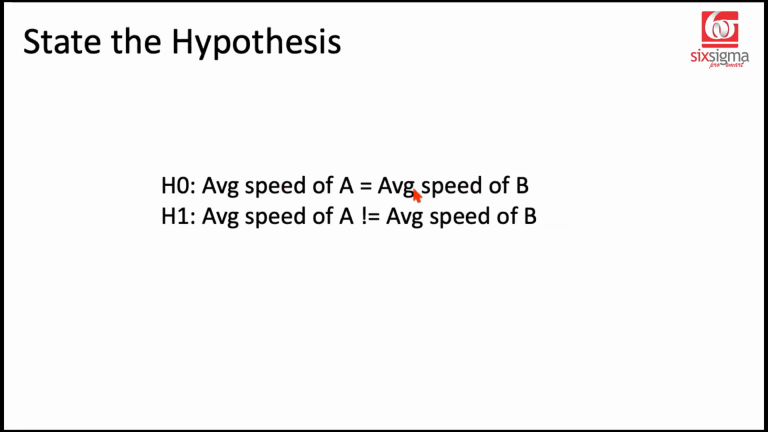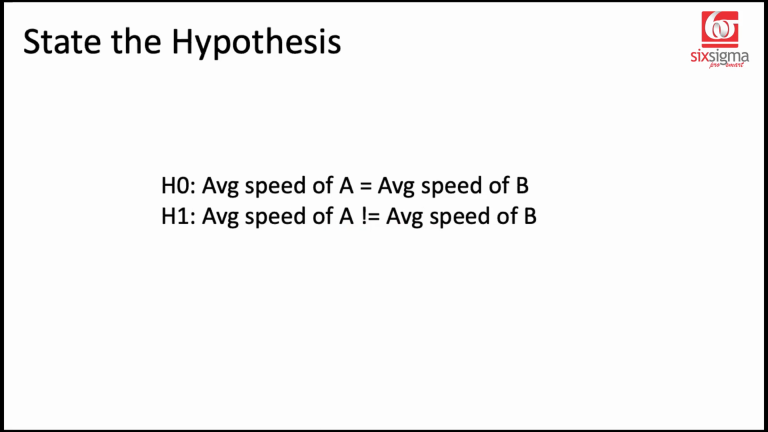Notice in the problem statement, it doesn't talk about whether provider A has a better speed compared to B or B has better speed compared to A. It simply says, are they different? So we are checking for equality in the null hypothesis and checking for them being unequal in case of the alternate hypothesis. The claim is not directional here, which means it is a two-tailed test.